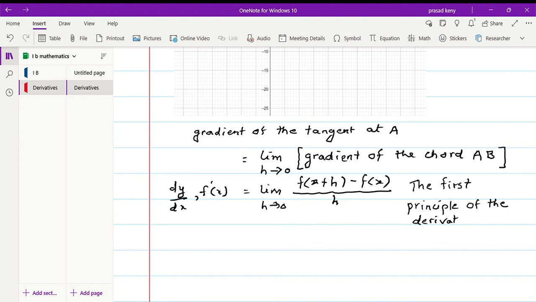So I wish this concept is okay with you. So in the next class, we'll see some problems on this first principles. So today as a homework, just go through this concept.